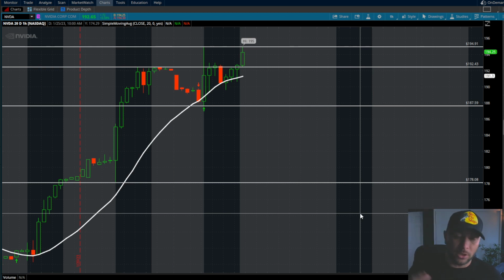You need to be taking large size on your A plus setups, a little bit smaller size on your B plus setups, and very small size on your C setups. And your C setups need to have the scalping mentality: get in, take 10, 15, 20%, and get the heck out of the trade. If the trade doesn't work within 1 to 15 minutes, might as well cut it and wait for that next better setup to present itself.